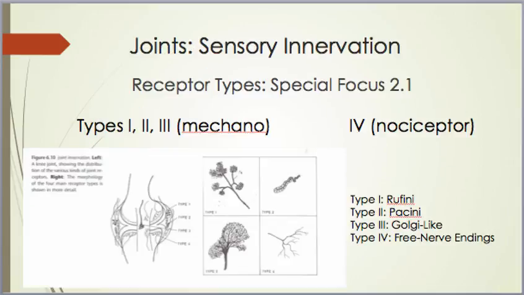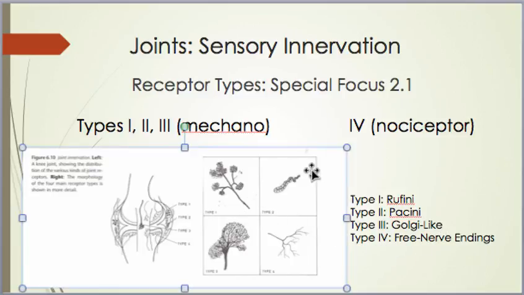All right, joints, of course, have sensory innervation. There are 4 basic types it talks about in the text. It's not a neuroanatomy class, we're just covering some of the basic things that the text is discussing. The first 3 types they talk about are mechanoreceptors, and the 4th type, type 4, is a nociceptor. Type 1 is a Ruffini receptor, type 2, Pacini, type 3, a Golgi type or like receptor. And that should sound familiar from within our tendon structure too. And type 4 is our free nerve endings.